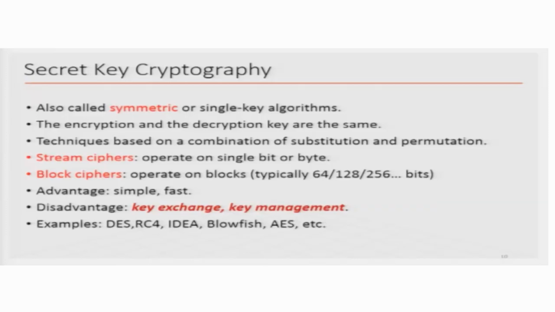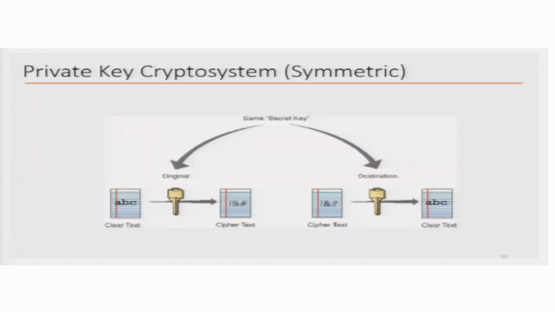So, examples of symmetric key cryptography are DES, the Data Encryption Standard, RC4, IDEA and Blowfish, and the most common nowadays is AES, right. AES is the current most common standard, and there are variants of AES which are also used. Pictorially, if you look at this, the private key crypto system goes from clear text to cipher text with a key, and then the same key is used from cipher text to the clear text. The only issue is how do you share the key.